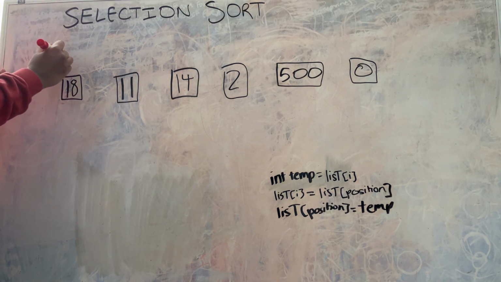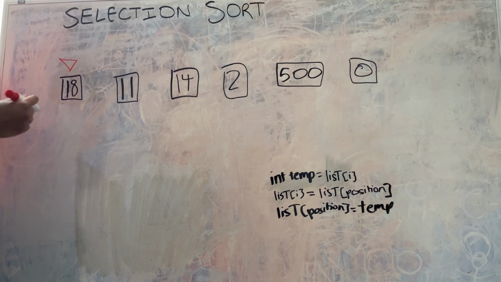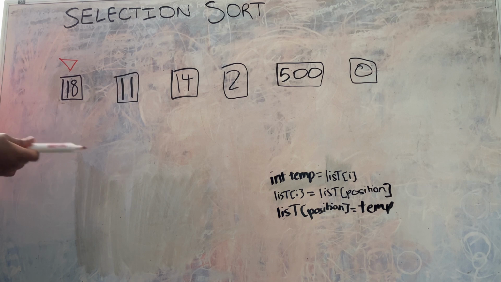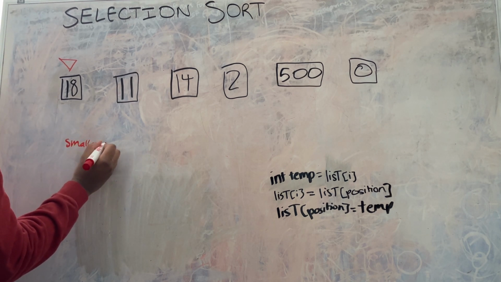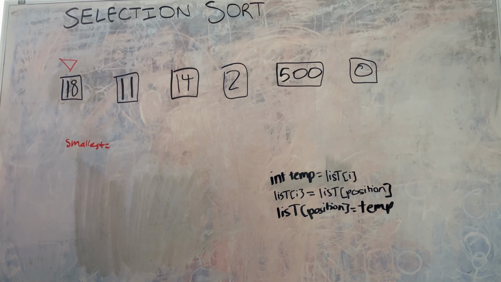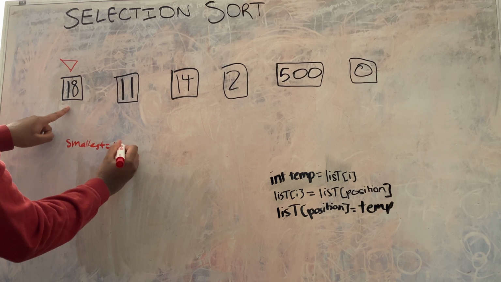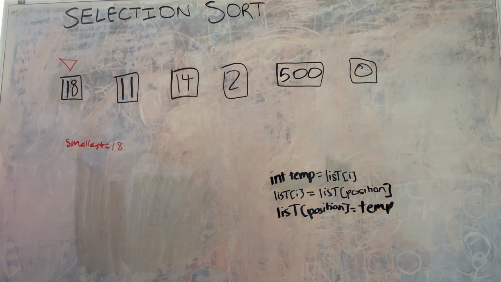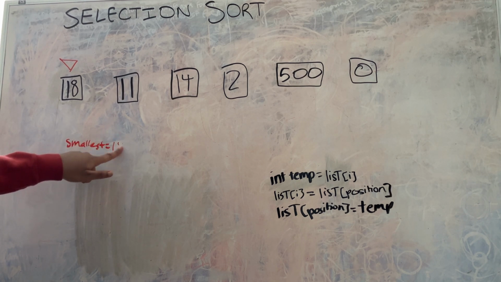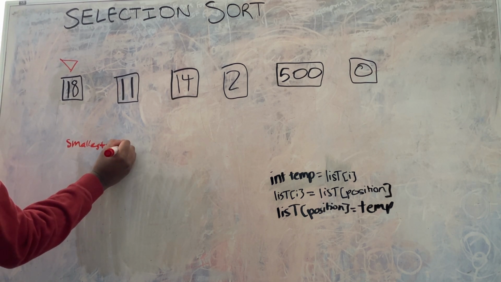It starts at index 0. And then it looks for the smallest number within the list. So let's call this a variable, smallest. It looks at 18, and right now 18 would be the smallest. Then we go to 11, but 11 is smaller than 18. So that means 11 is the new smallest number.